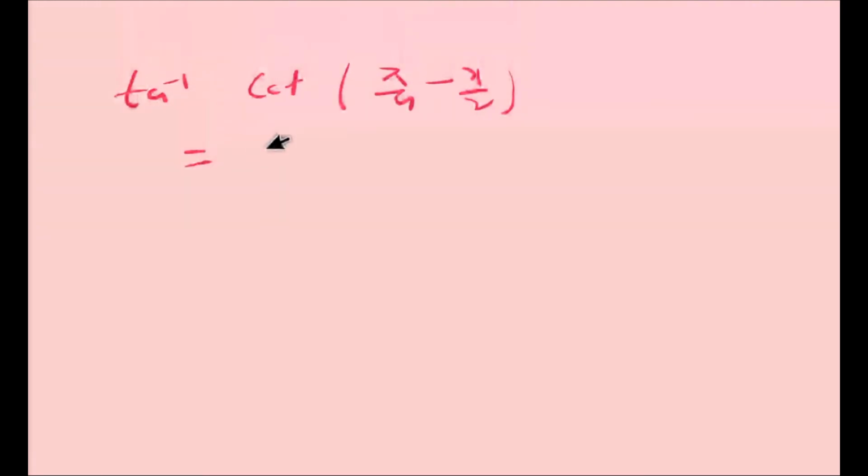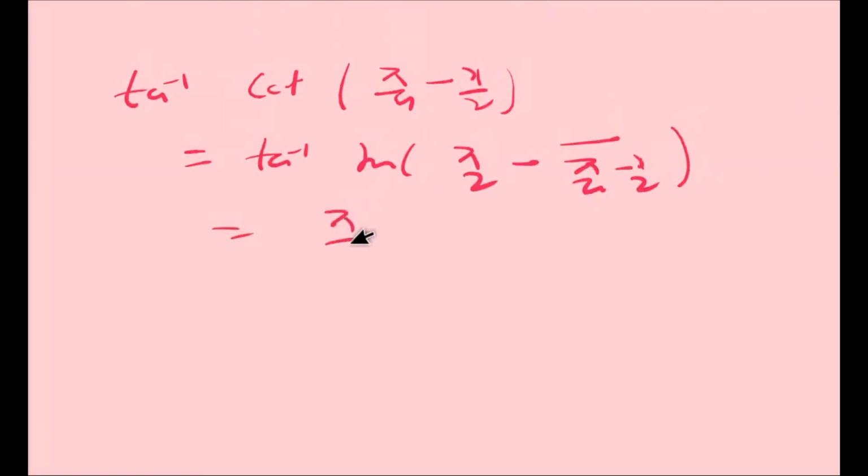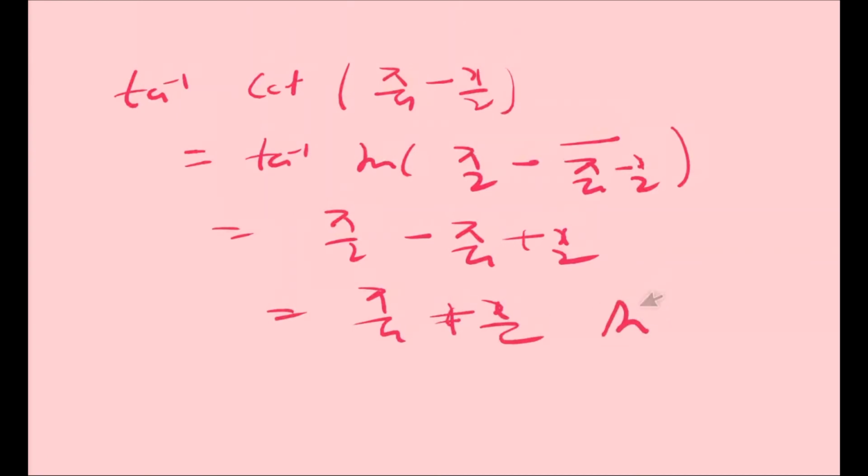Now we can say this again, tan inverse tan of pi by 2 minus pi by 4 minus x by 2. So tan inverse tan is left. What is left here? Pi by 2 minus pi by 4 plus x by 2, that is pi by 4 plus x by 2. This is the simplest form. That is your answer. You can use trigonometry anyway, you have to simplify it, and you can solve these questions.